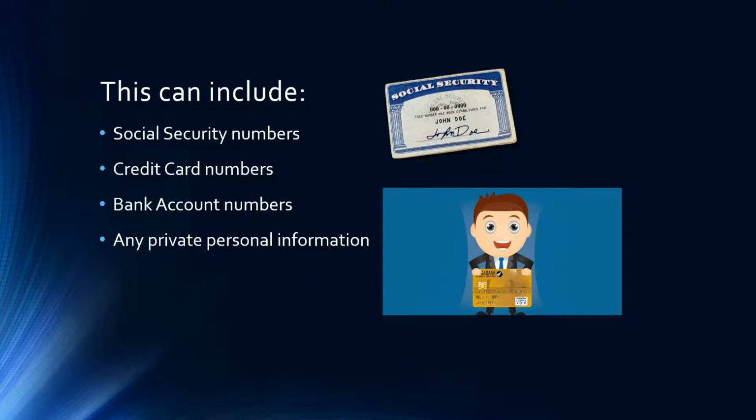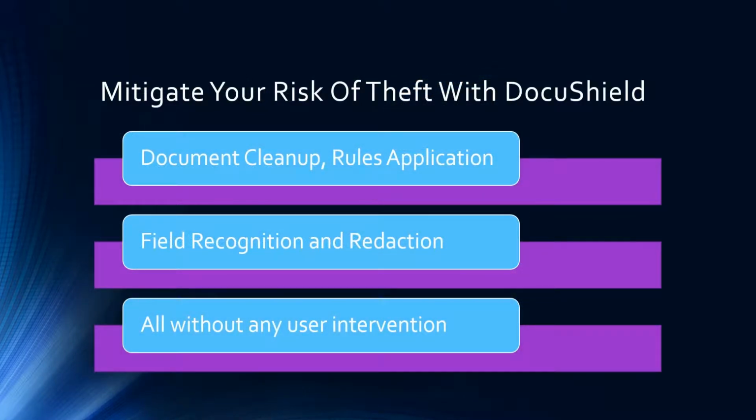DocuShield can redact anything the client would like to be removed from their documents. And you can mitigate the risk of personal information theft with Paragon Systems' DocuShield Redaction software. DocuShield is an autonomous service. Once configured, DocuShield will scan documents and remove any information required, all handled with an automated process.